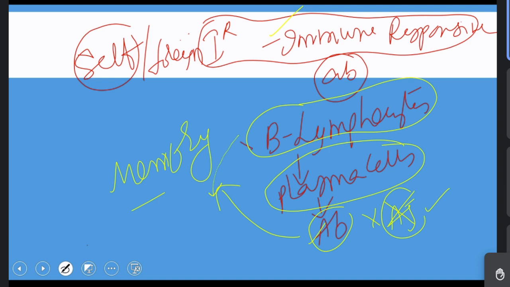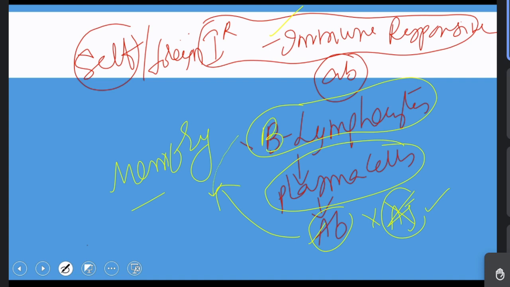But if the same antigen enters my body again, what happens? There are already stored memory B lymphocytes, and these now recognize the antigen. That means it has already invaded my body before, and these divide soon to form a multitude of plasma cells, and a number of antibodies are produced, and before the bacterium spreads in my body, all the bacteria are destroyed. This is called the secondary immune response, which is faster.